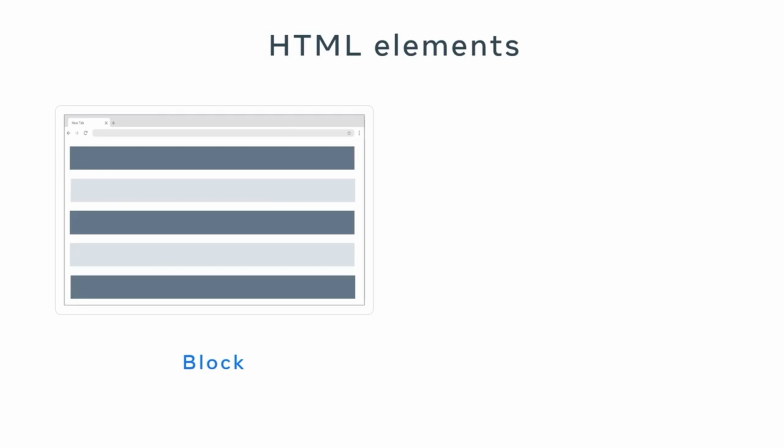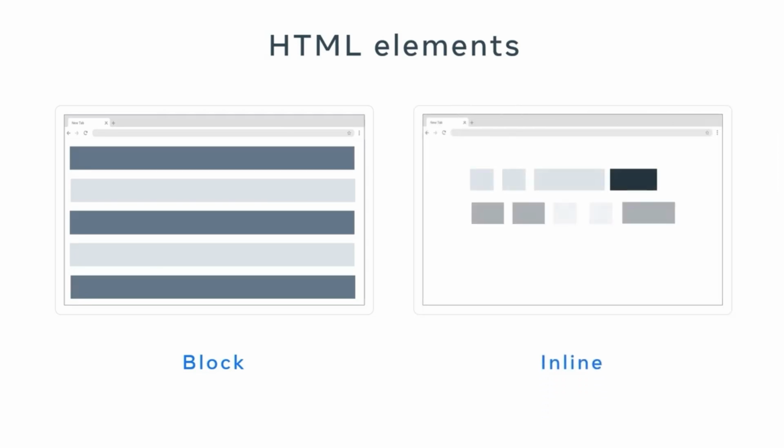Therefore, multiple block-level elements will stack on top of each other like a stack of boxes. Inline elements only occupy the width and height of their content. They don't appear on a new line, hence the name inline. Therefore, multiple inline elements can form a row of elements.